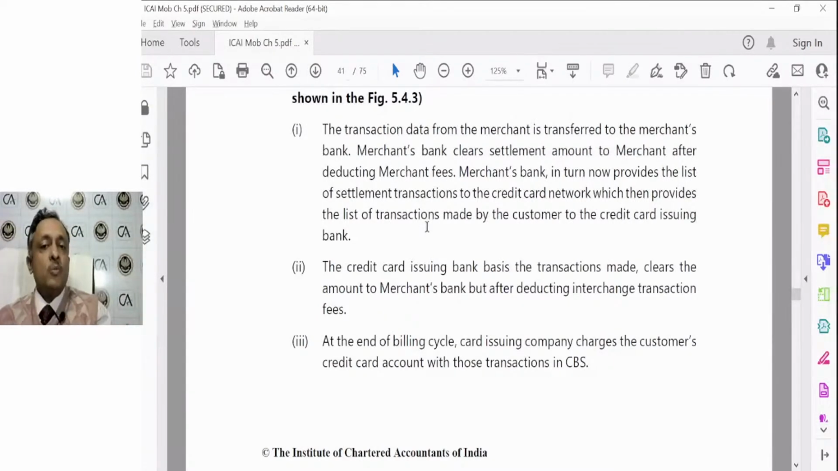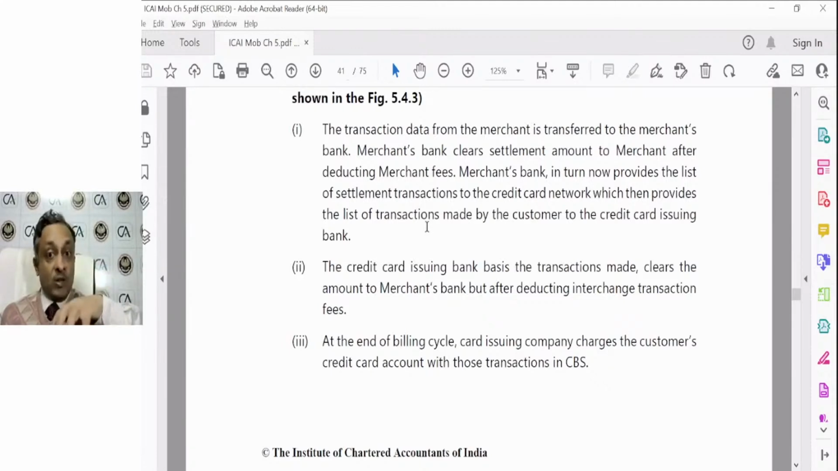The bank clears the settlement amount to the merchant after deducting the fees. So in credit card operations, the merchant banker charges some nominal amount to the merchant and then pays the amount. This merchant bank in turn provides a list of settlement transactions to the credit card network. So here is the merchant bank. The merchant bank has made the payment to the merchant.